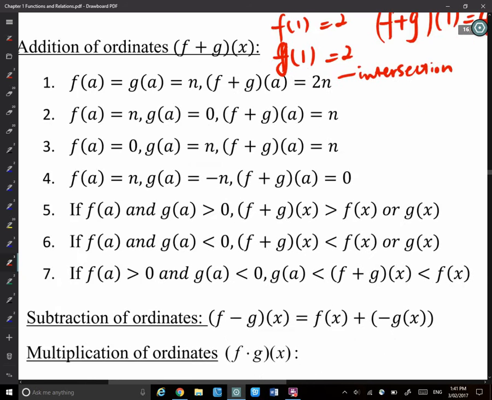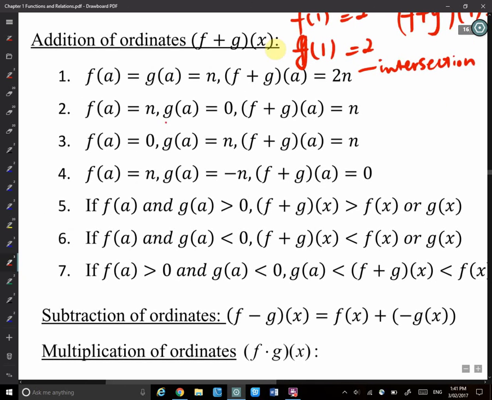The next one is where one function equals 0. Okay, g(a) equals 0. So the sum will still be the other function.